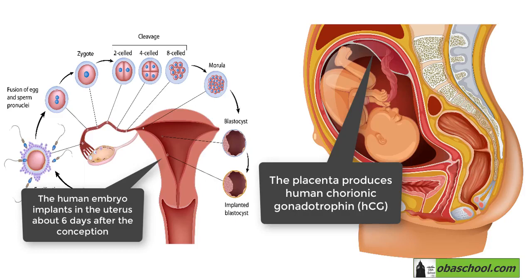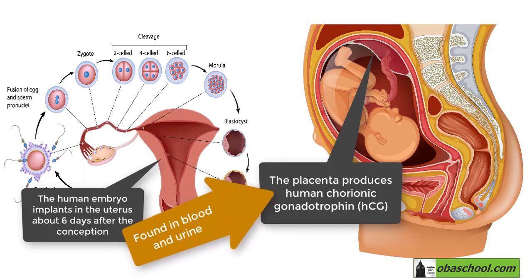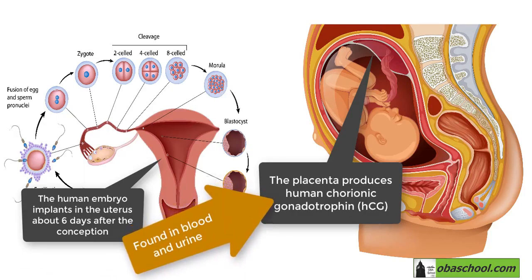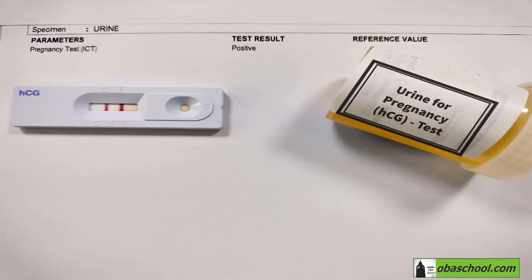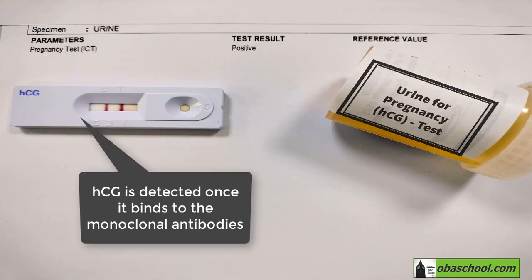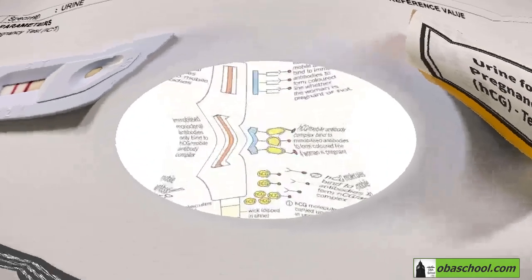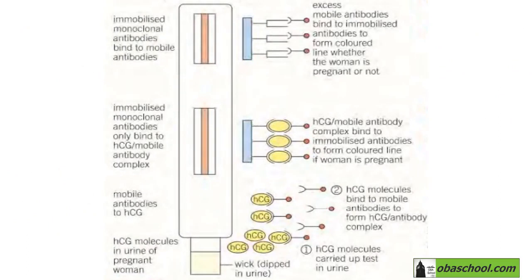HCG. This hormone is found in the blood and in the urine of the mother or the pregnant woman. Now this HCG chemical is detected in the urine once it binds to the monoclonal antibodies found in the test. So we are now going to see how the process takes place inside the pregnancy test. The main stages in the pregnancy tests are as follows.